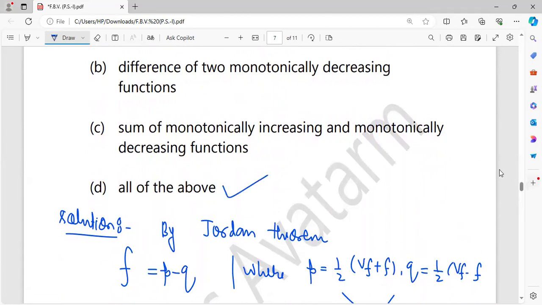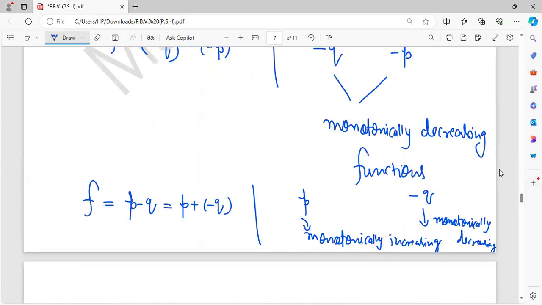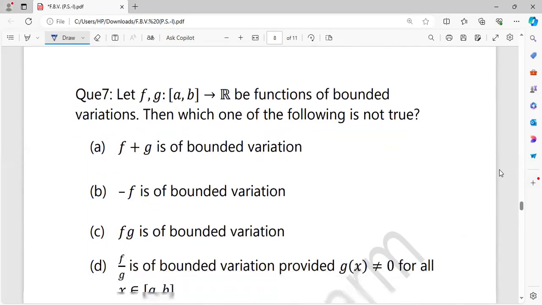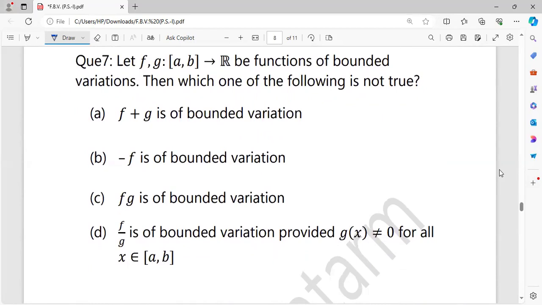And let's move to next question. Let f and g be functions of bounded variation, then which of the following is not true? We have to find an option which is not true. We know if you have two functions of bounded variation, their sum is also a function of bounded variation. So option number A is correct.